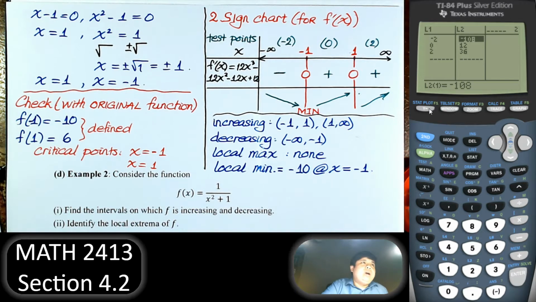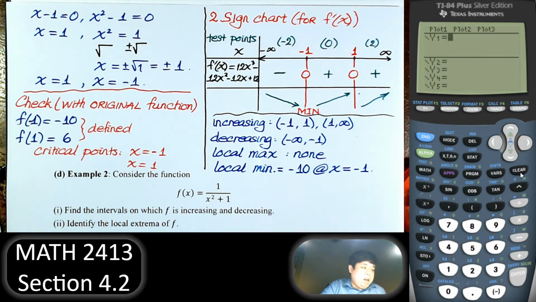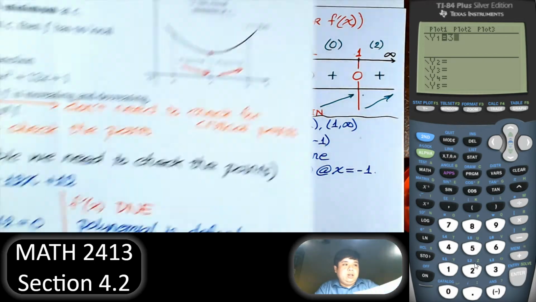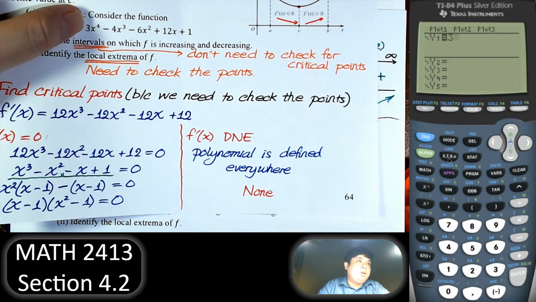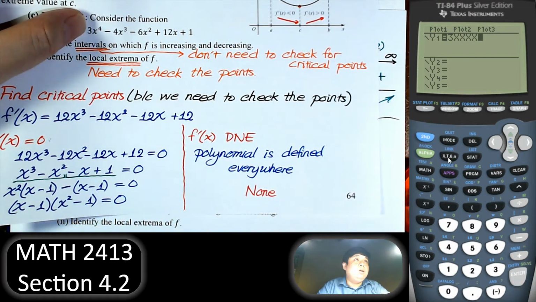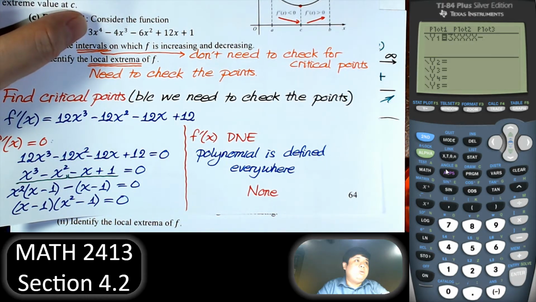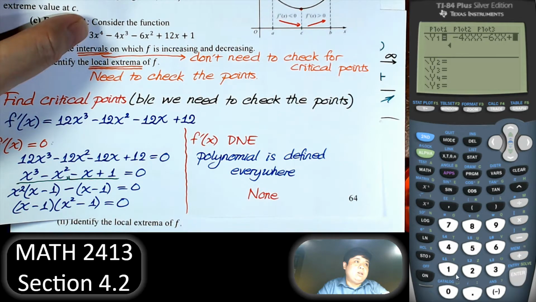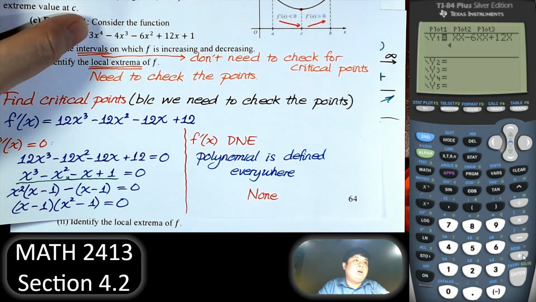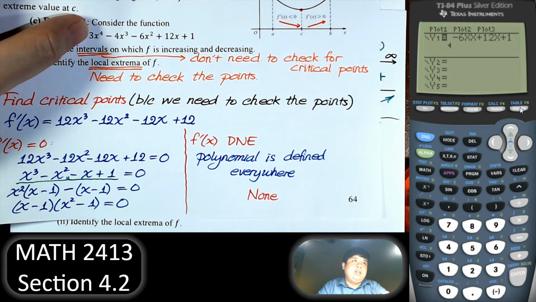Right. So quickly, just graph the function and see what happened. This is the original function: 3x to the 4th minus 4x cubed minus 6x squared plus 12x plus 1. And let's see the graph.